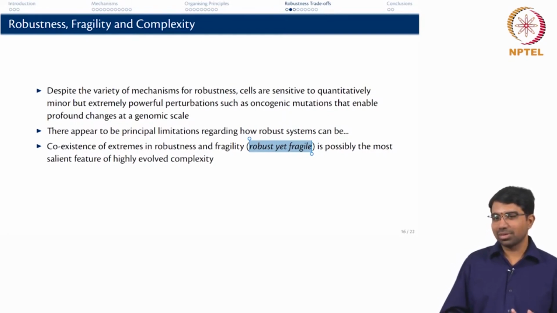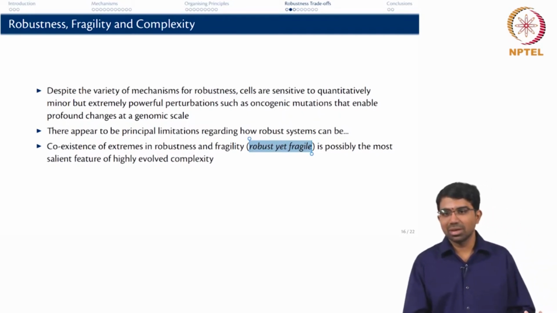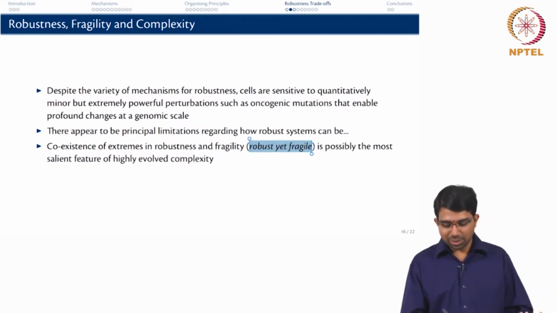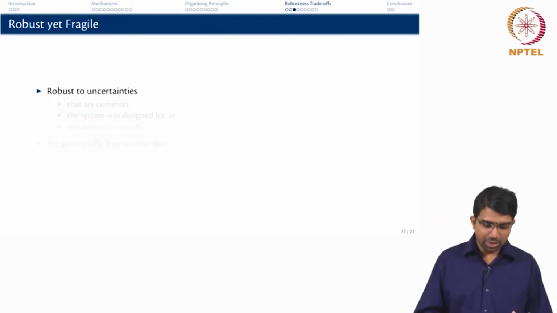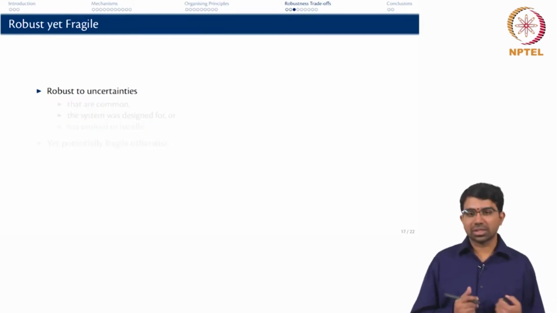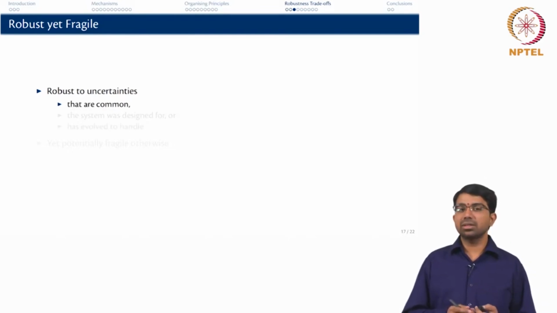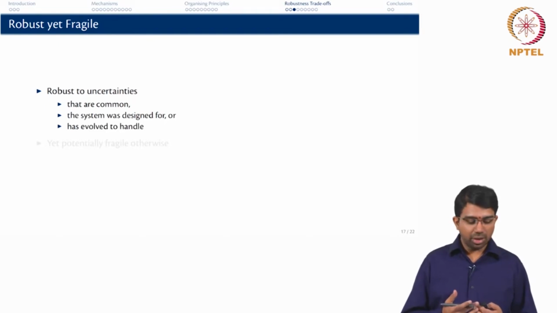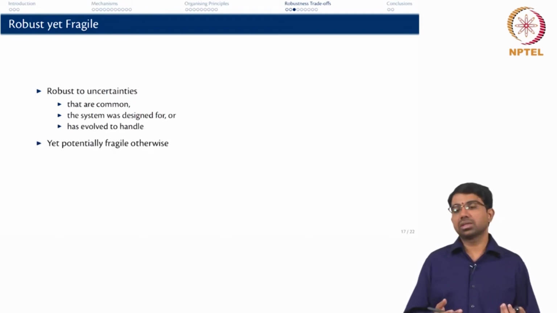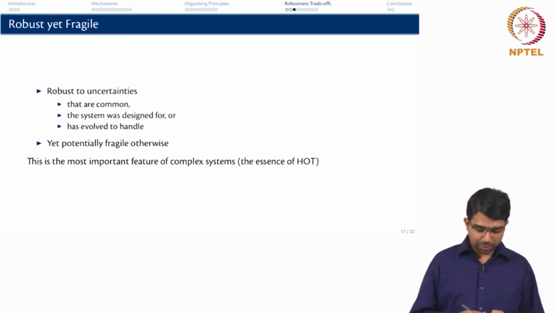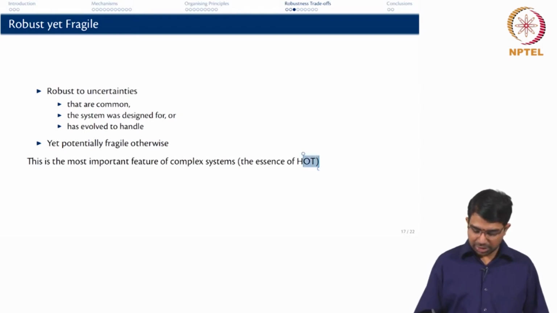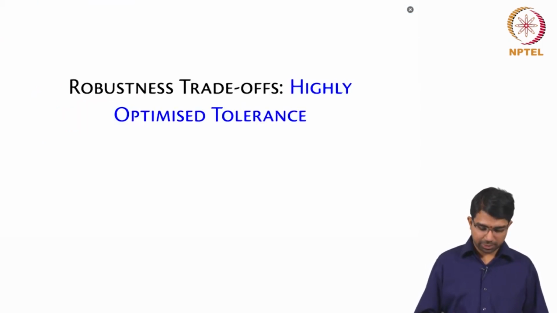You can argue that the random network is not very connected to begin with, but a scale free network can just collapse spectacularly. So, what is the characteristic of these robust yet fragile systems? They are robust to uncertainties that have been anticipated or are common or evolved for, but very fragile otherwise, like a targeted attack. So, this is called highly optimized tolerance.